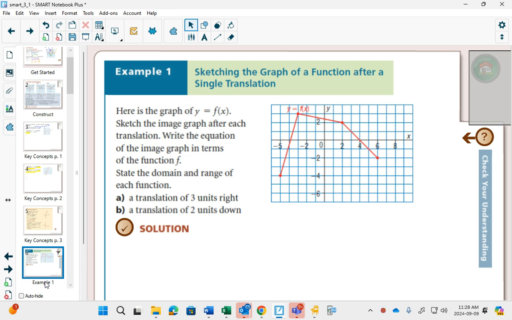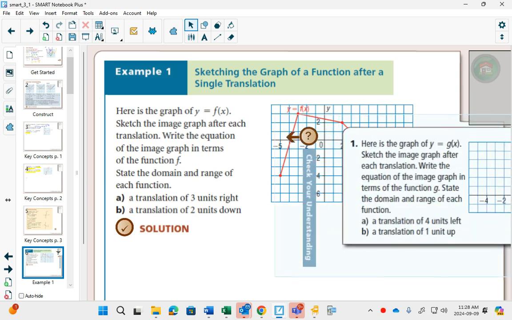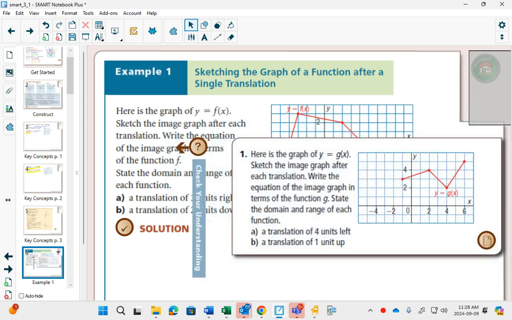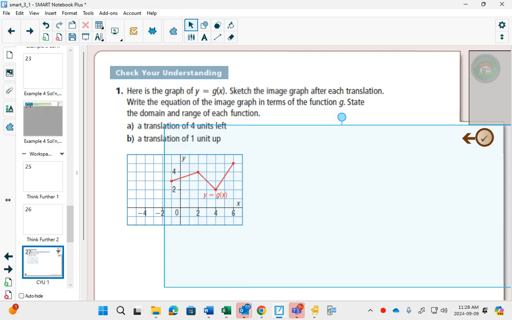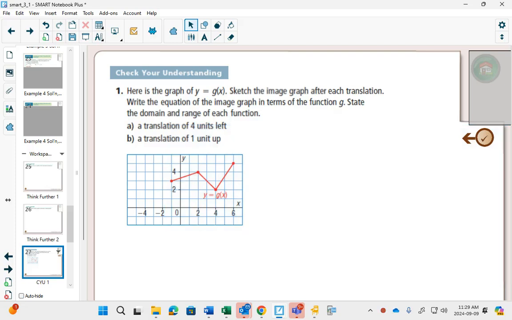So what we're going to do is every question has an example. You can read it over on your own if you like, either before class or after, but we're going to do the question that's off to the side. And off to the side, it has the question and a column underneath. This is where you're going to show all of your work, and that's how this textbook becomes your notes. We're going to do this question together. So here's the graph of g of x.